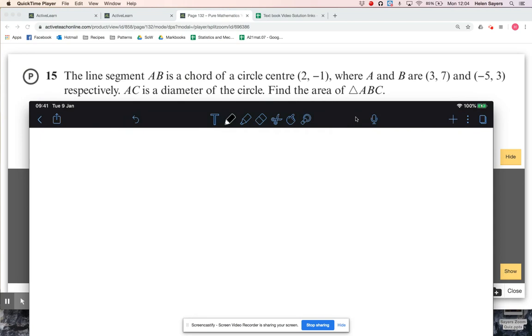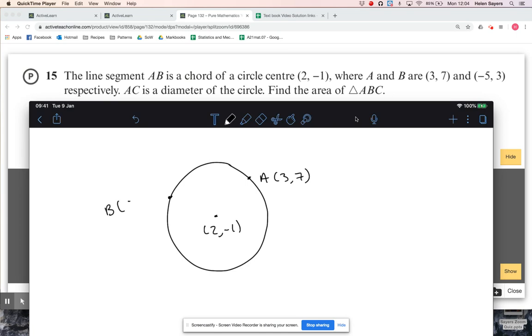Okay, so we have a circle. That's one of my better circles, right? So we've got the center at (2, -1). AB is a chord, so let's get it roughly to scale. So (3, 7) can be about there, and (-5, 3) is going to be to the left and up, about there. So not drawn to scale, but I'm just getting them in roughly the right positions.